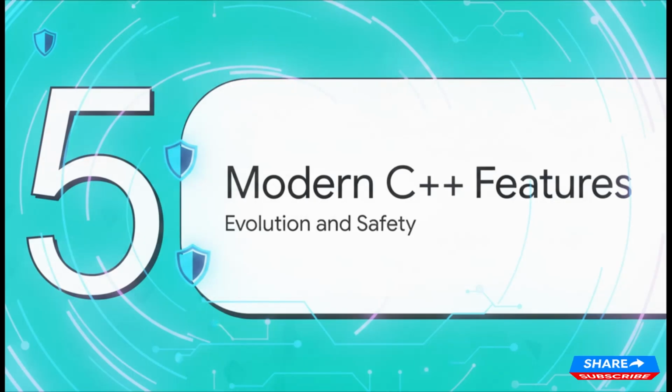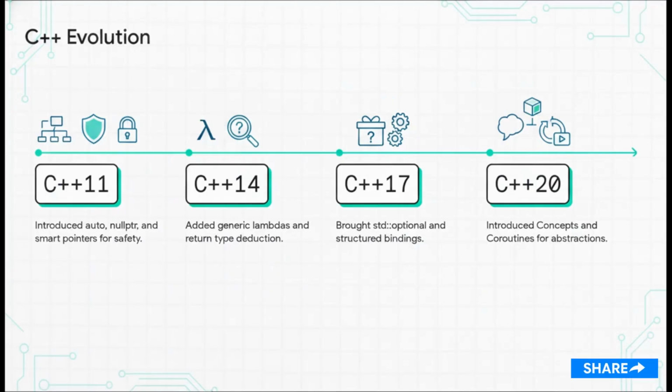And finally, Section 5, Modern C++ Features, Evolution and Safety. Let's see how modern standard updates have brilliantly solved those legacy dangers we were just talking about. C++ is definitely not a dead, ancient language. It is constantly evolving. From C++11 all the way through C++20, the standard has systematically introduced features to make code way safer, far more expressive, and honestly just significantly less tedious to write.